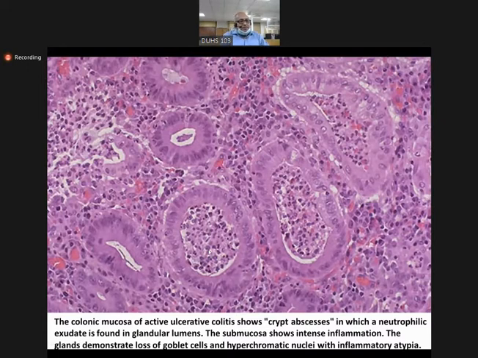Crypt abscesses basically are the sign of active inflammatory bowel disease. Active inflammation, we say, when we encounter neutrophils in the inflammatory infiltrate, as well as these crypt abscesses. It means, although the disease is an indolent one, there is inflammation of the bowel wall throughout so many years and weeks and months, but when there is an active phase, we encounter these neutrophils.